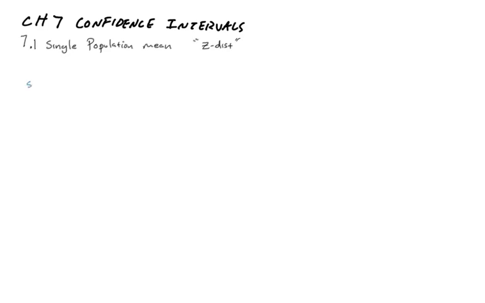Okay, so here are the notes on chapter 7, and we're going to be talking about confidence intervals. We're going to start off talking about a single population mean, with a Z distribution here. And so let's consider an example.